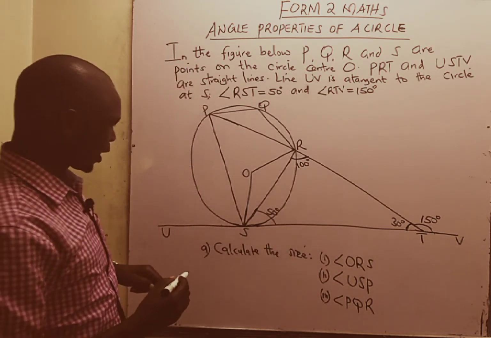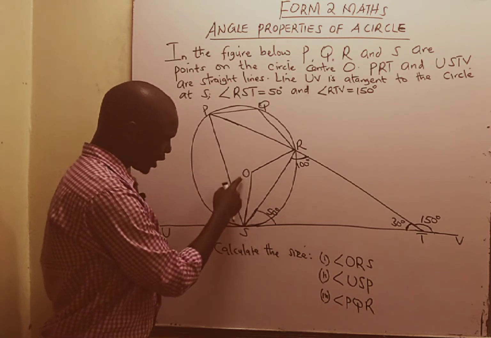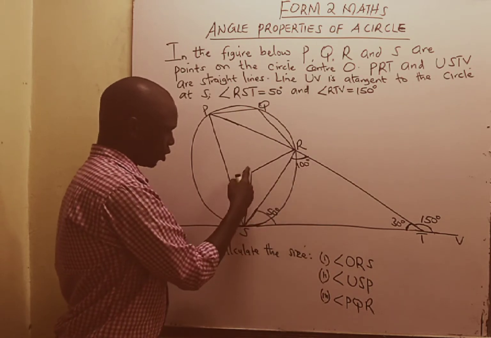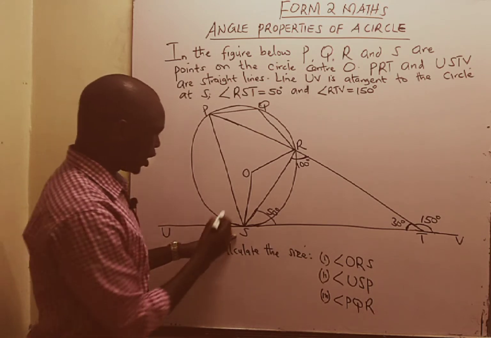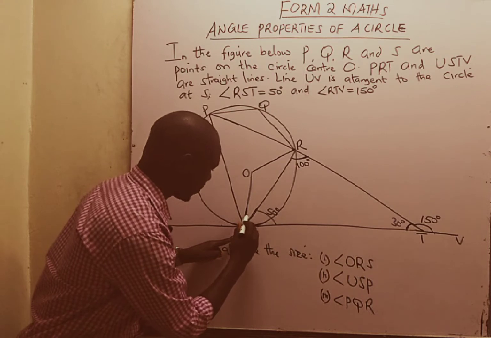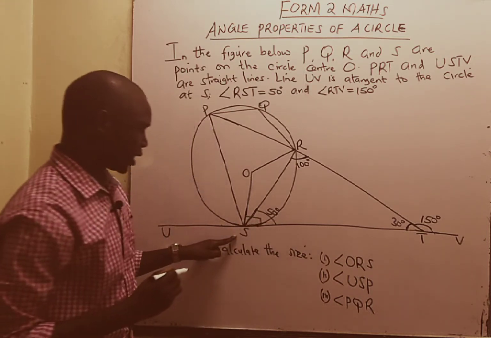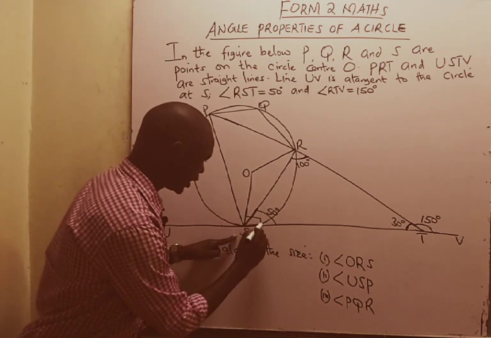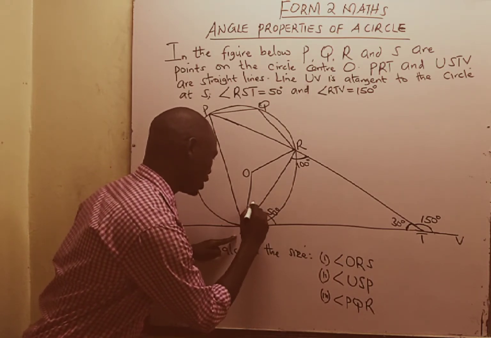Another thing we need to understand is that O being the center, OR or OS gives us the radius of the circle, and the radius and the tangent will always form a right angle, meaning 90 degrees. If this is 90 degrees and this is 50, the angle here is going to be 40 degrees.